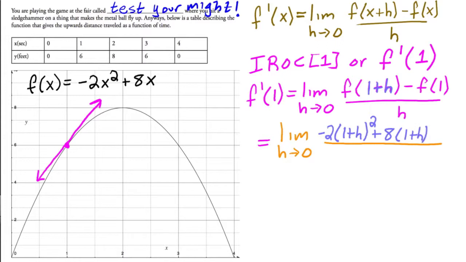minus f of 1. I already know what that is. f of 1 is equal to 6. And just plug in 1 here, you get 6. Or you can just look at the table right there. Over h.